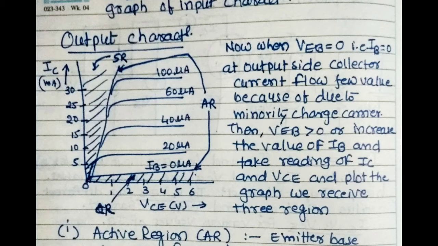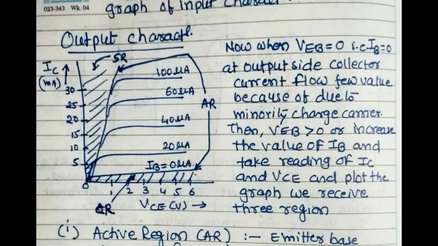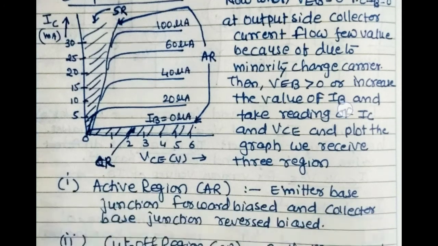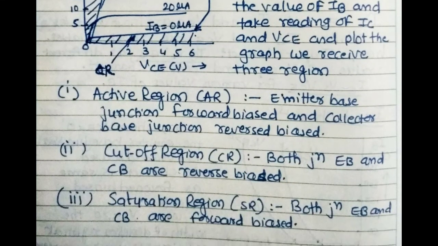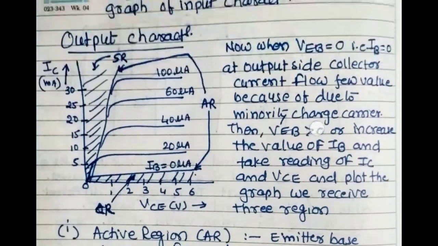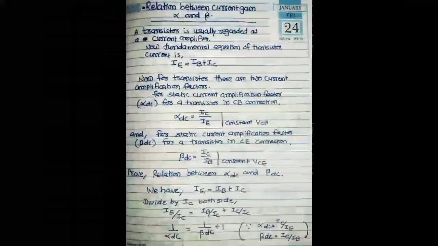Now as we increase the value of IB, the value of IC also increases. So this graph gives us three regions: cutoff region, saturation region and active region. In the active region, the emitter-base junction is forward biased and the collector-base junction is reverse biased. In the cutoff region both junctions are reverse biased, and in saturation both junctions are forward biased. As shown in the figure, the shaded portions are the saturation region and cutoff region. In between these regions, the transistor works properly. It is called the active region.